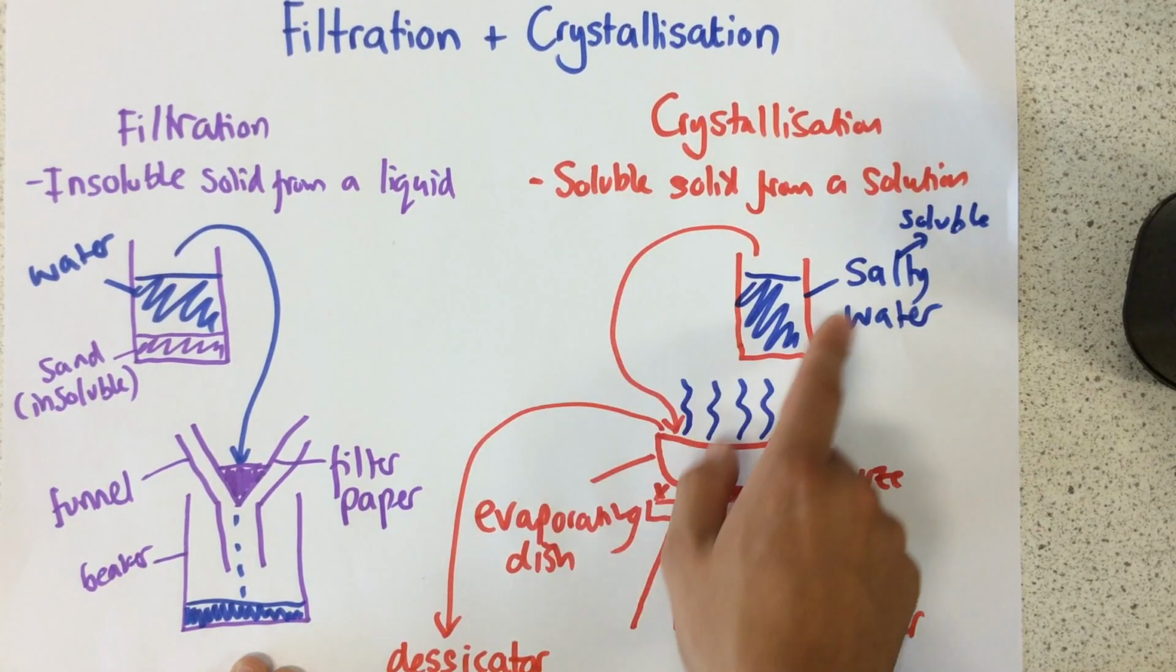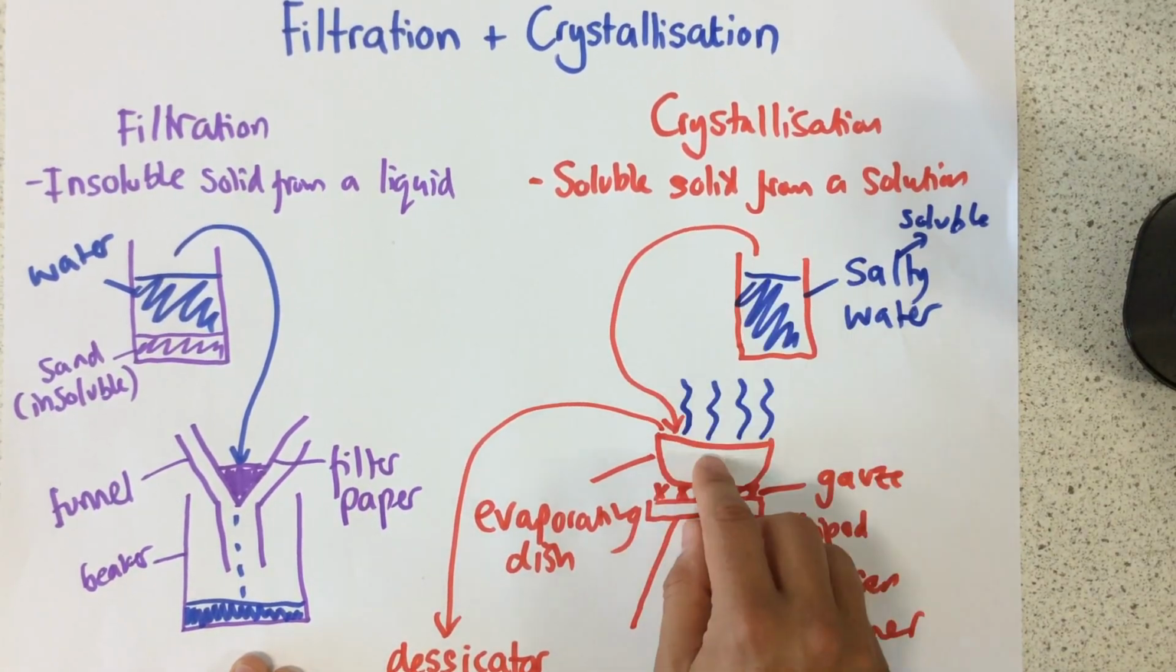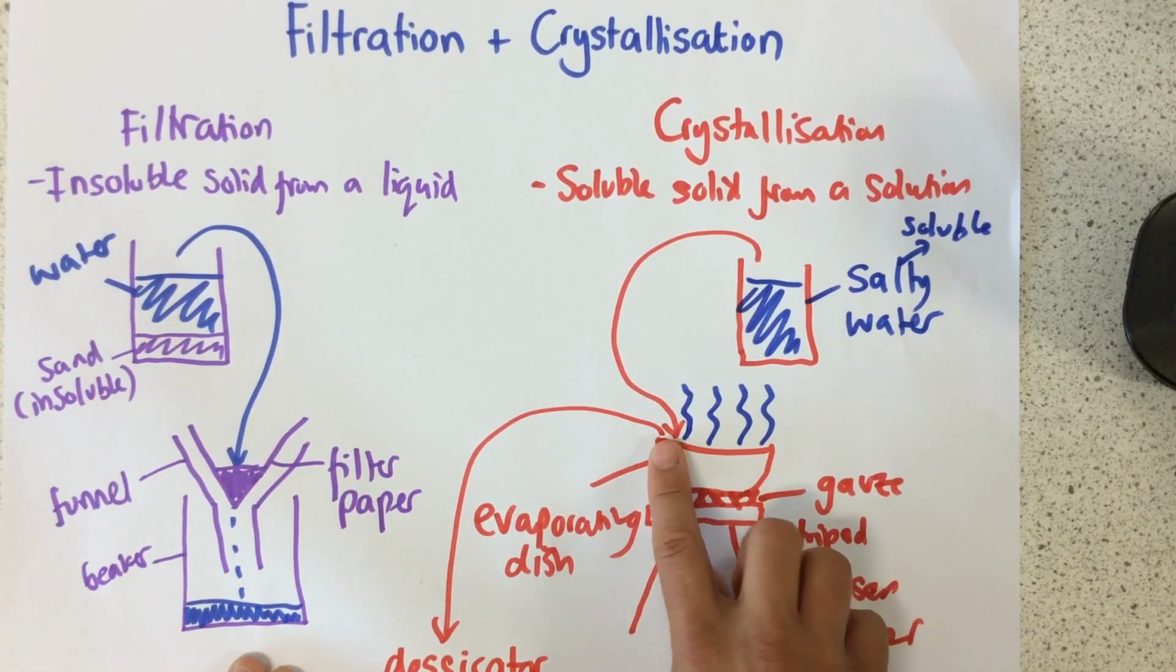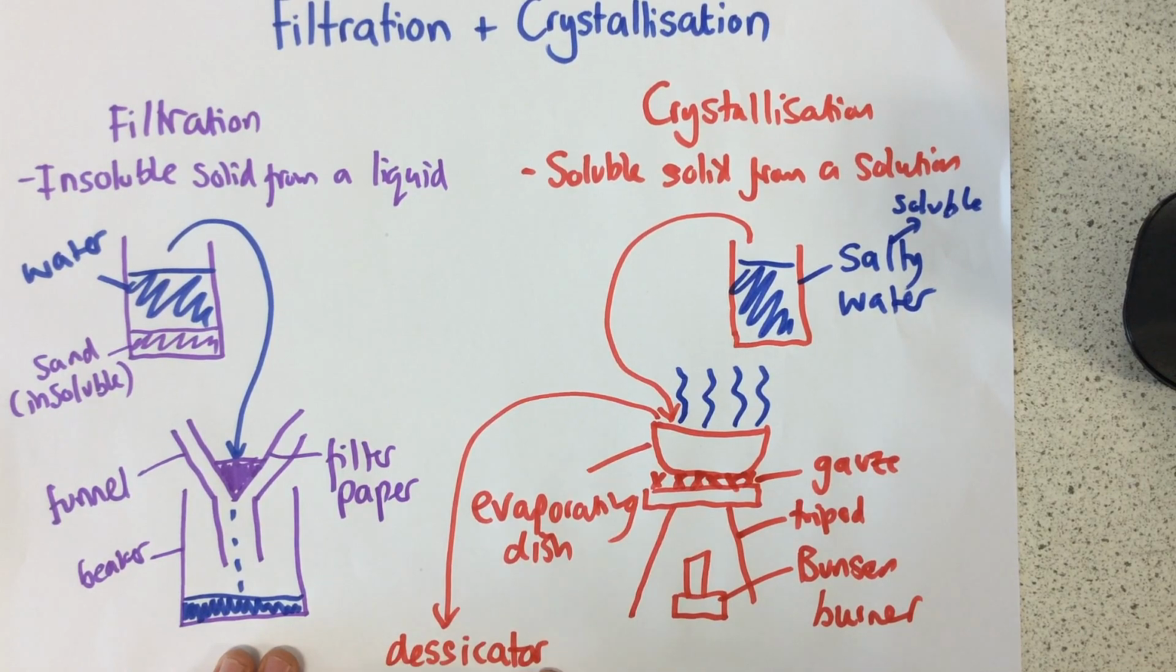That means it can dissolve. All you need to do is put it in an evaporating dish, heat it up, and the water evaporates and leaves crystals of your substance behind. For further drying, you put it in a desiccator.